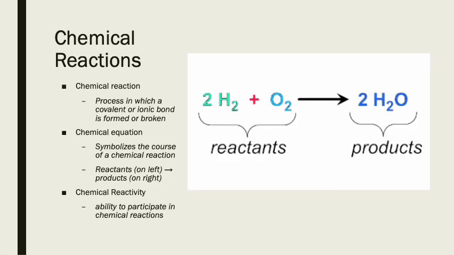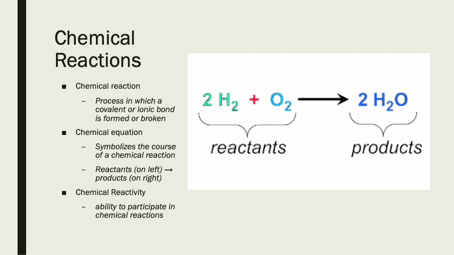Chemical reactions. So chemicals react with other chemicals for different things. We can make things, we can break things down, we can change things around. There are many different types of reactions, but it is a process which involves a covalent or ionic bond being broken or formed. So when something's bonding with something, it is a chemical reaction. When something is unbonding or the bond is being broken with something else, it is also a chemical reaction.